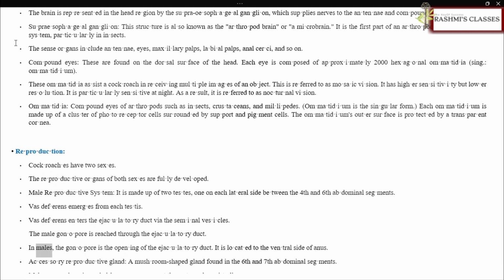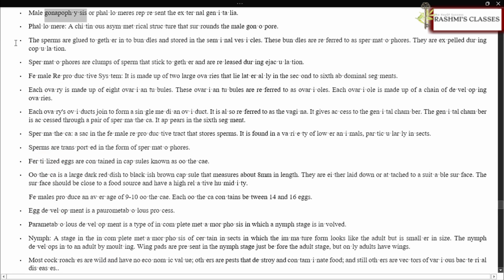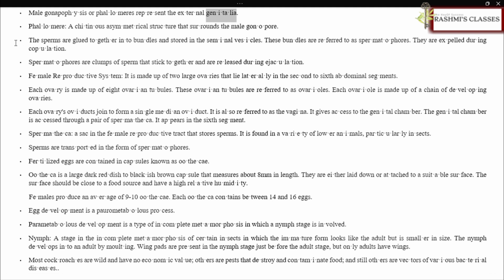In males, the gonopore is the opening of the ejaculatory duct. It is located on the ventral side of the anus. Accessory reproductive gland, a mushroom-shaped gland found in the 6th and 7th abdominal segments. Male gonapophysis or phallomeres represent the external genitalia. Phallomere, a chitinous asymmetrical structure that surrounds the male gonopore.